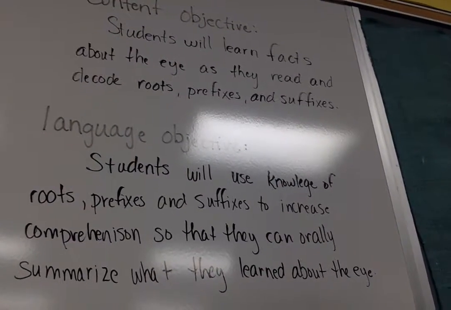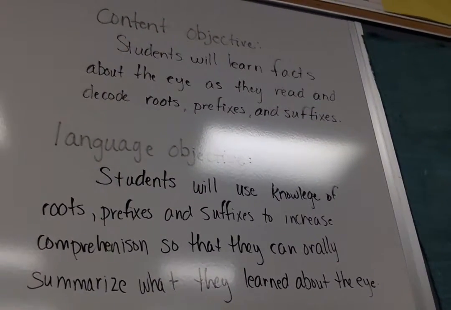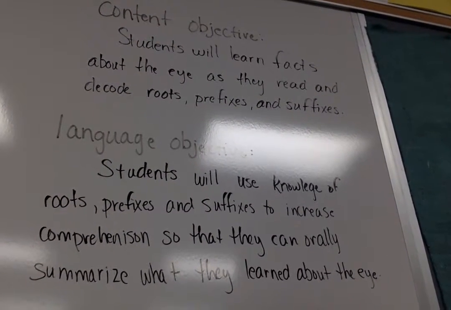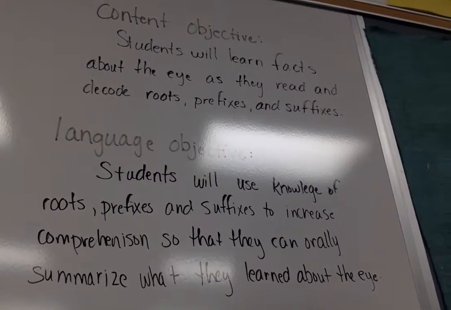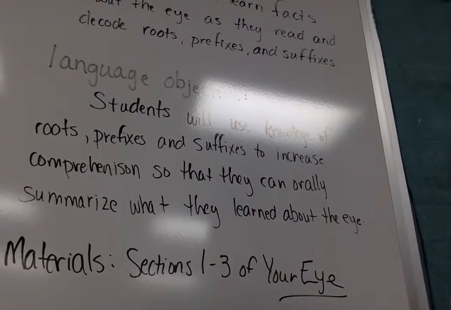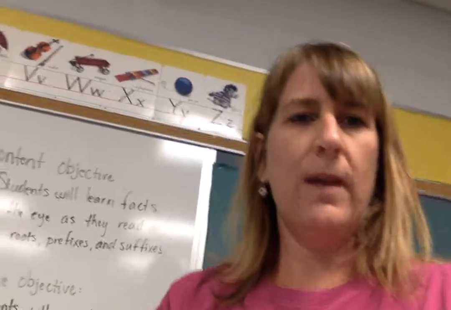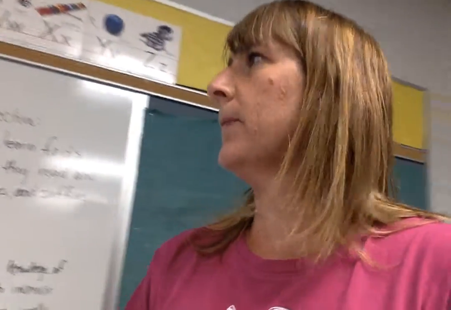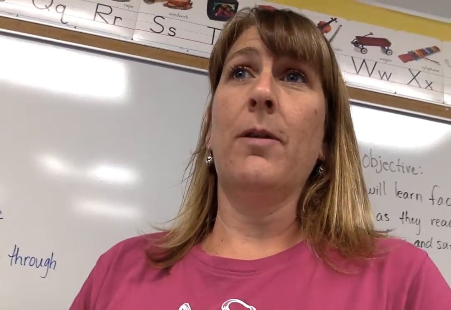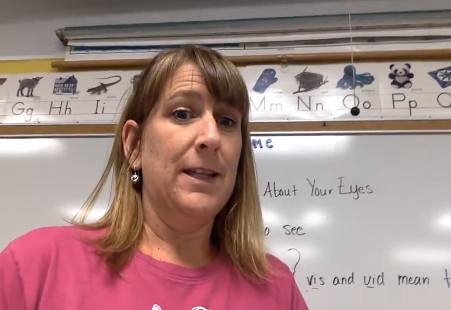It tells us that our language objective today is that students will use knowledge of roots, prefixes, and suffixes to increase comprehension so that they can orally summarize what they learned about the eye. And then we have some materials. Today we're going to read an article called Your Eye. And we're just going to do sections 1 through 3 today, and then we'll go on with the rest of it later this week. So I need you to pull out your notebooks, and we're going to add to our vocabulary log, because I have some roots and some prefixes that you really need to know in order to be successful with what we're going to read today.